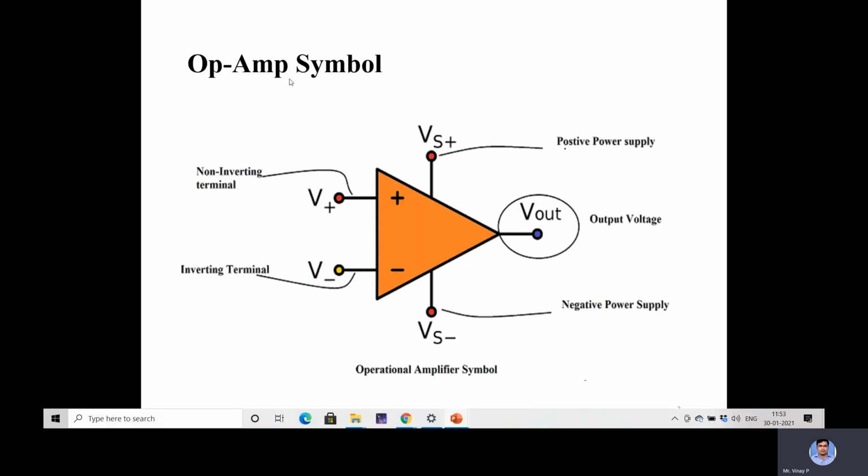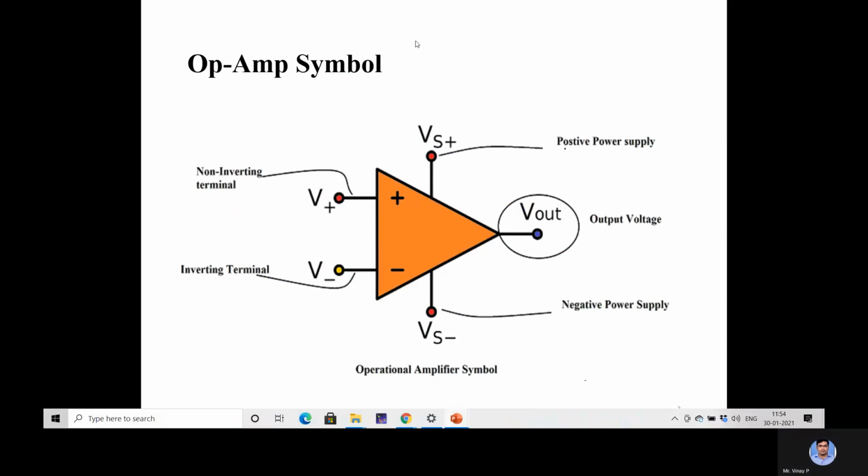So this is the symbol for an op-amp. As I mentioned, it has two inputs, one non-inverting and another inverting. The non-inverting input is denoted by a plus sign, and the inverting input by a minus sign. If I give an input signal to the non-inverting input, the output will be a non-inverted version; the output and input are in the same phase. If I give an input signal to the inverting terminal, the output will be an inverted version of the input signal. It requires a dual supply to operate, that is, a positive power supply and a negative power supply.